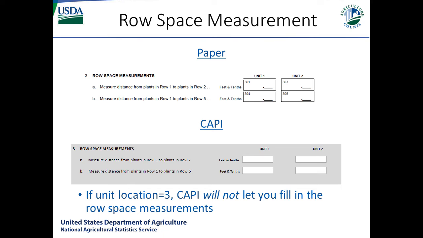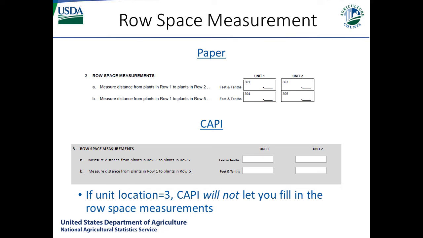Let's look at another example of drilled soybeans with 7-inch spacing, and let's assume the rows are evenly spaced. In this case, item 3A equals 0.6, 7 divided by 12 equals 0.58, and item 3B equals 2.3. 28 divided by 12 equals 2.33. The 28 comes from 4 7-inch spaces.